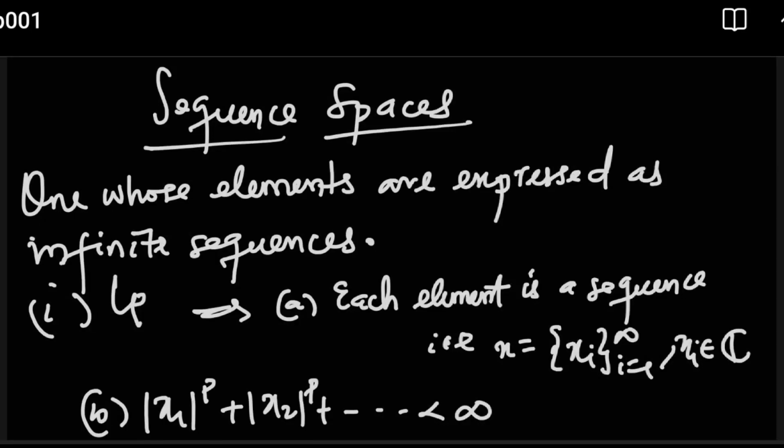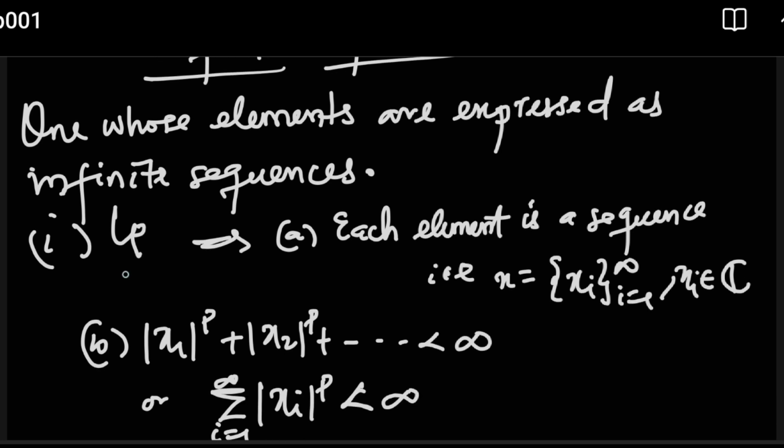Alright, let's quickly talk about sequence spaces. These are types of spaces. The sequence spaces are the ones whose elements are expressed as infinite sequences. So each element of this space is expressed as an infinite sequence, right? Now the first one is the LP space, all right?